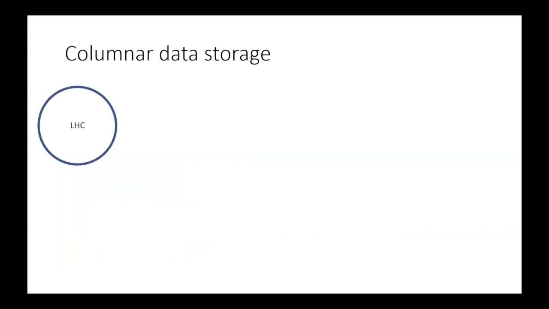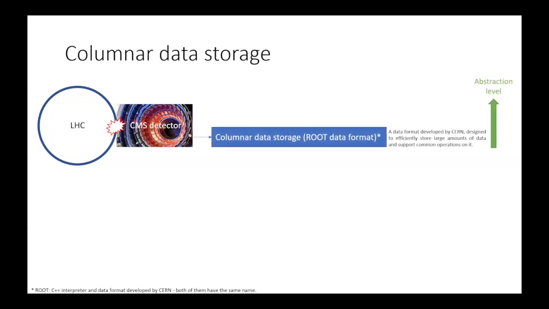In the Large Hadron Collider, particles are accelerated and they collide near the detectors. In this example, the CMS detector. The CMS detector is triggered and event data, eventually, after analysis and validation, is saved long-term into columnar data storage in a ROOT data format.